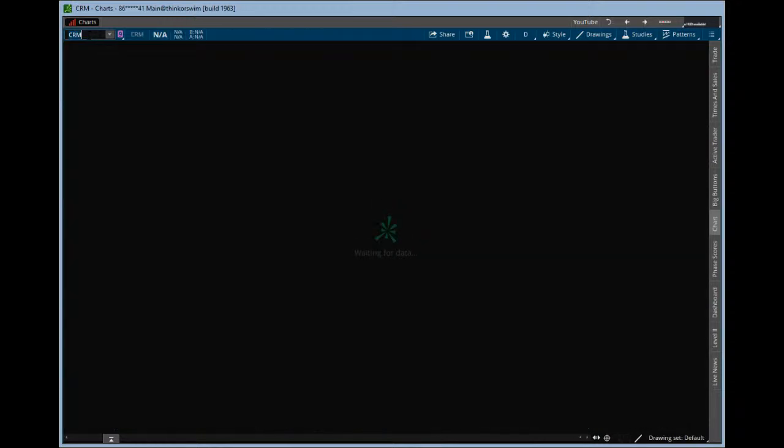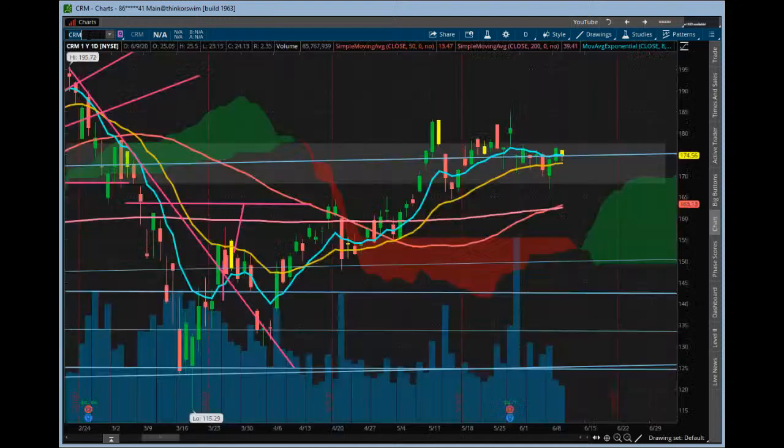CRM. Wow, really just chopping a lot since earnings right here. So it's in this big zone right now. Let's see if we can get out of that chop zone and get some volume to get out of this thing.